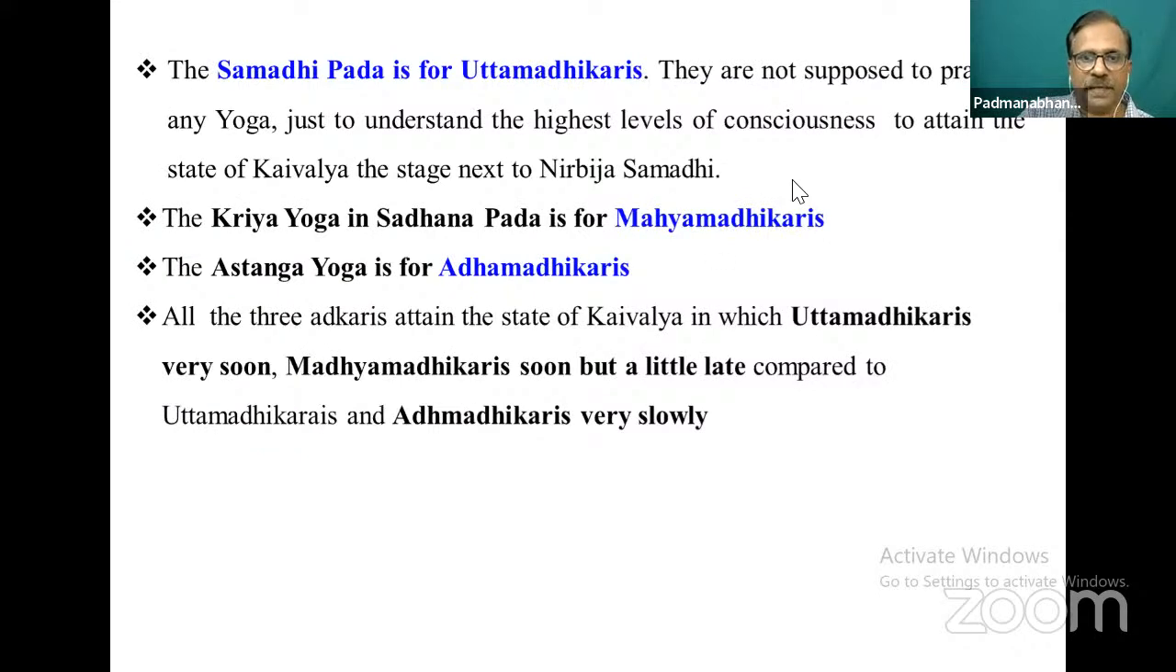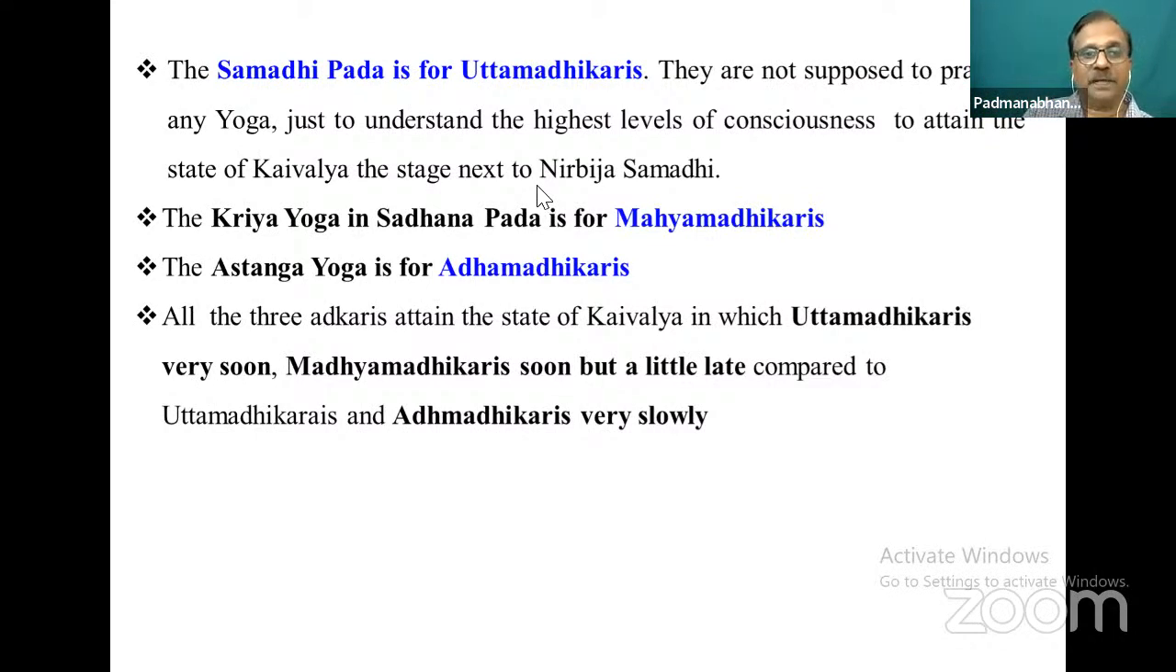There are three kinds of adhikari: Uttamadhikari, Madhyamadhikari, and Adhamadhikari, or Mandadhikari. The Samadhi Pada is for Uttamadhikaris, because only they can understand Samprajnata Samadhi, Asamprajnata Samadhi, and even Nirbija Samadhi and Sabija Samadhi. We cannot understand these immediately, but later on.